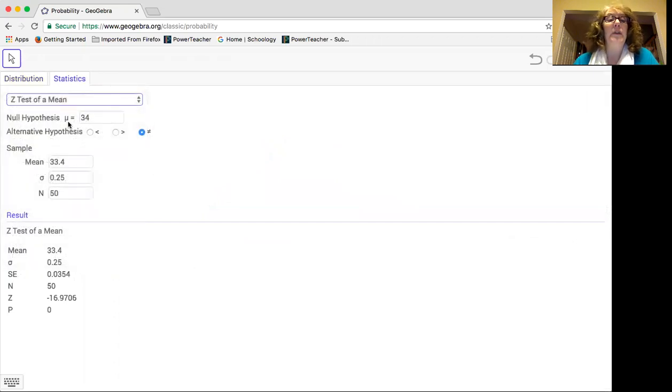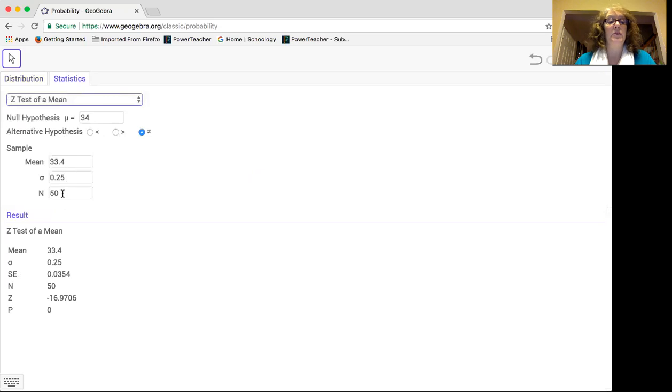The null hypothesis is an equal to idea. Let's say we're equal to something that's equal to 34. Your alternative, which is pretty much what you're trying to prove, and you can do less than, greater than, or not equal to. So let's say we want to prove that something is not equal to 34 inches. So we can put in our mean, our standard deviation, and our sample size. I have these preset in here already.